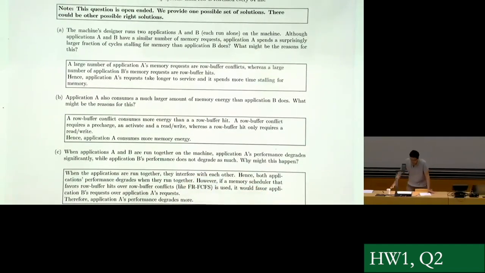Okay, so part A says the machine's designer runs 2 applications, A and B, each run alone on the machine. Although applications A and B have a similar number of memory requests, application A spends a surprisingly larger fraction of cycles stalling for memory, larger than application B does. What might be the reasons for this?